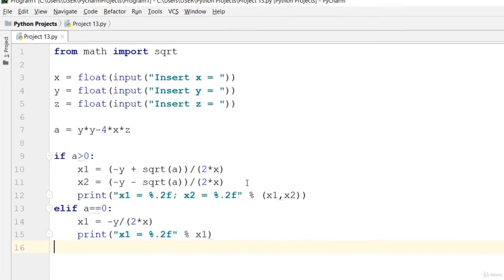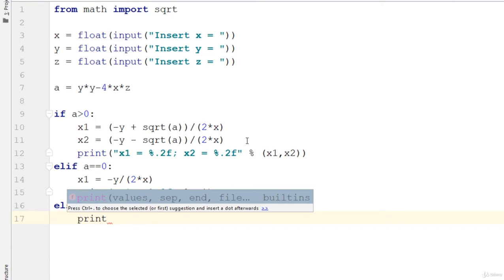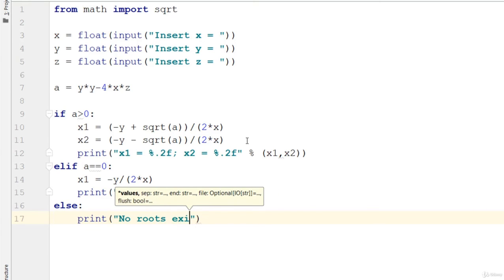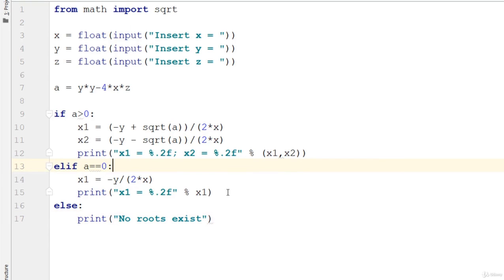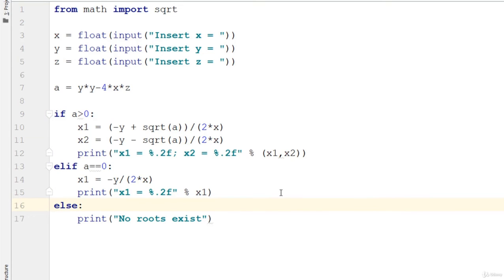So the last one, else, go ahead and print out no roots. No roots exist. Alright, so now this simple algorithm is going to help us to calculate the quadratic equation of any number we just put in there, and it's going to give us the results.